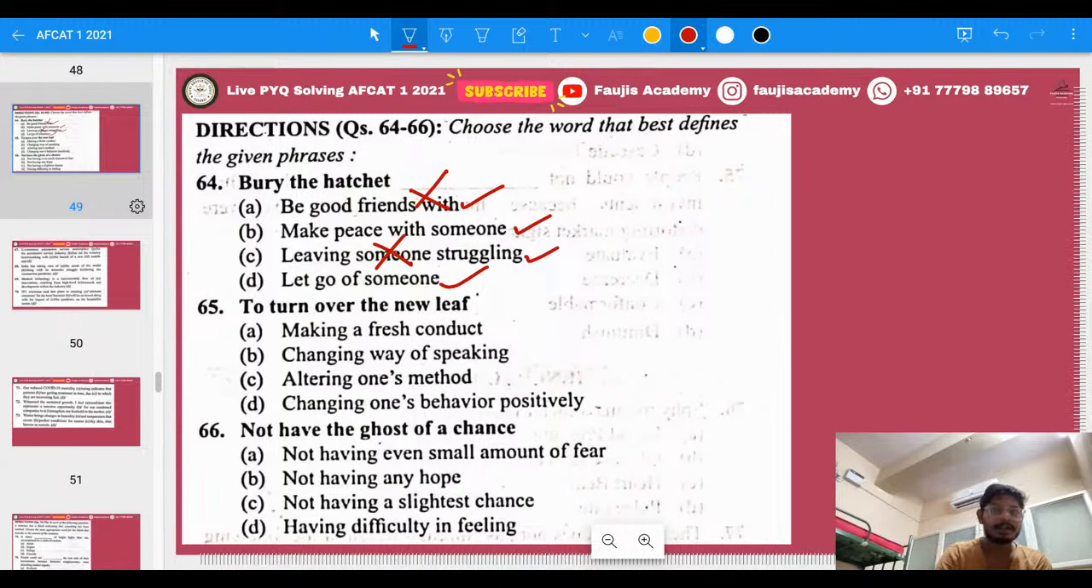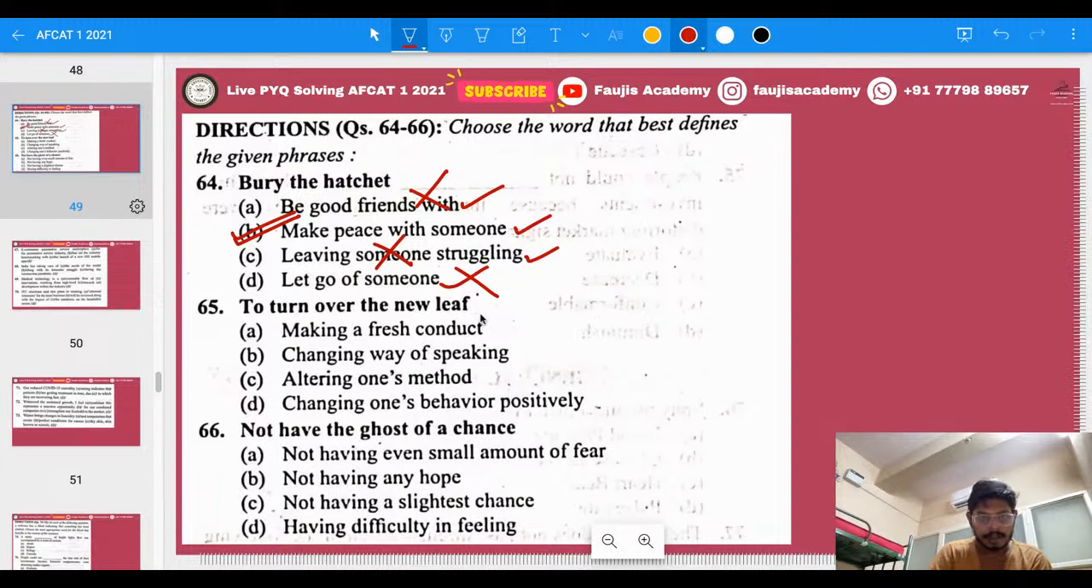Bury the hatchet, what does it mean? That means you are like, okay, fine, whatever our minor quarrel is, yeah, 64. Let go someone means you could have let them go for anything, right? You might have taken money, this and that. You have probably made peace. 65 will be B.